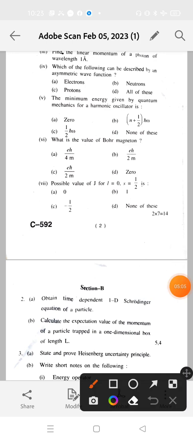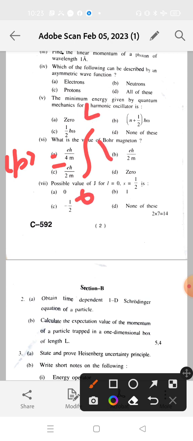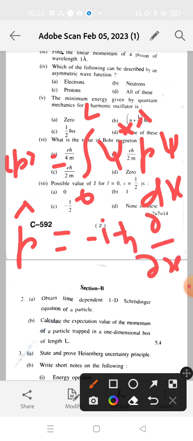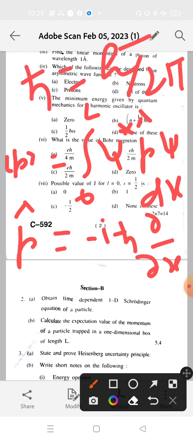So the expectation value of momentum P is equal to the integral, with dimension given from 0 to L, of psi star, momentum operator, psi dx, because it is one dimension we have taken dx. Now we must know the formula for the momentum operator: minus iota h cross curly upon curly x. What is h cross? h cross is equal to h divided by 2 pi. h is your Planck's constant.